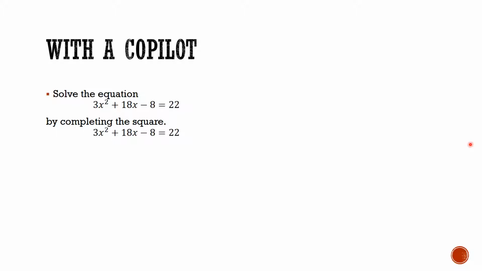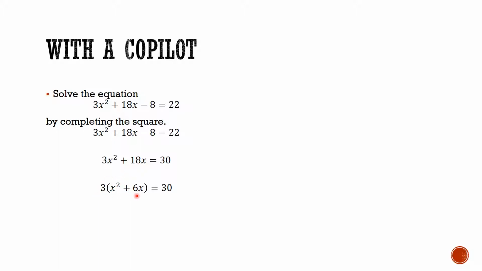So I get the x pieces by itself, which means the 8 needs to go away. Now my new step is I need to factor out a 3. These both have a 3 in common, so I'm going to reverse distribute here. They both have a 3, so I can take a 3 out. 3x squared divided by 3 leaves me with x squared. 18x divided by 3 gives me 6x.